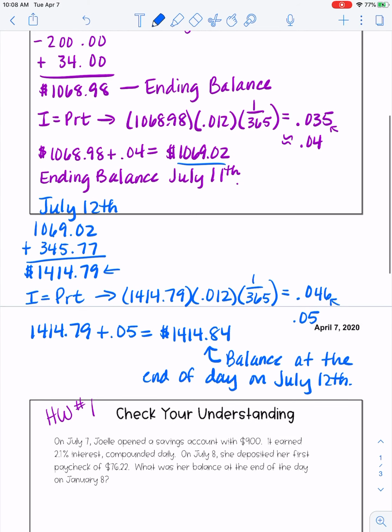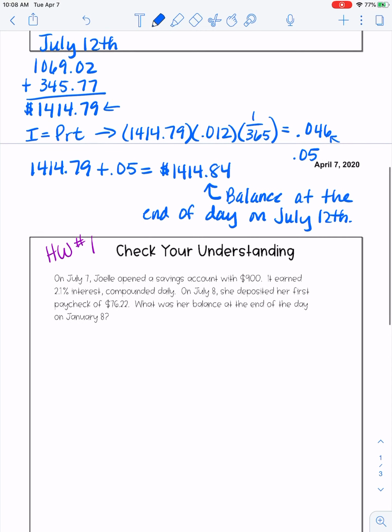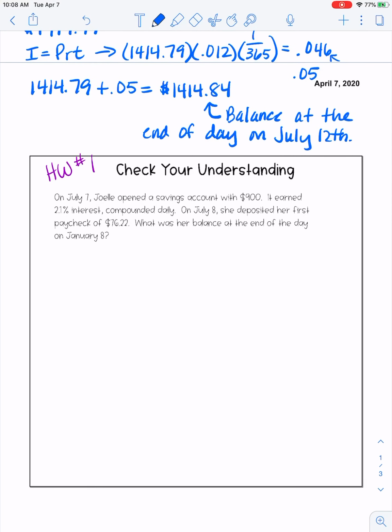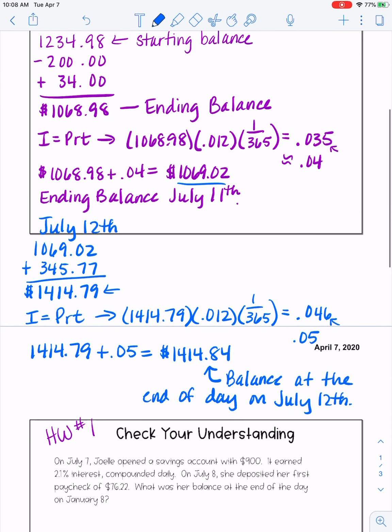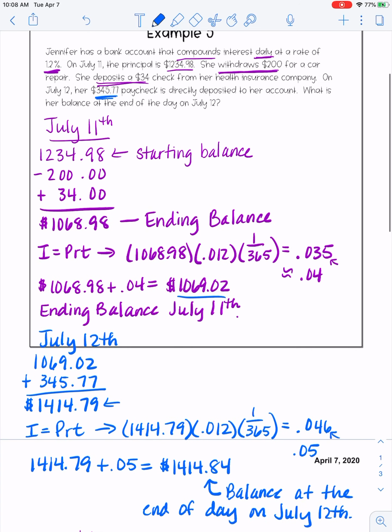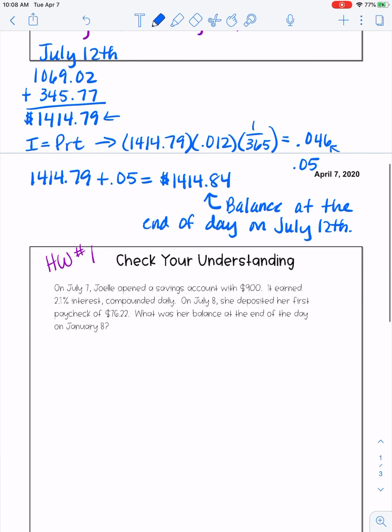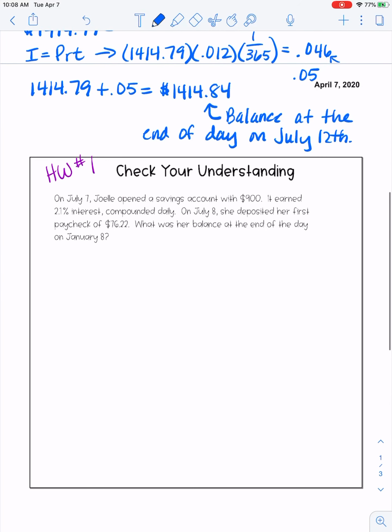Okay, so your homework is this problem here. And it's very similar. So you can look at what I did up here, pause, rewind, anything you need to do. And this is what you should be completing. And I will post on Google Classroom when this assignment is due.